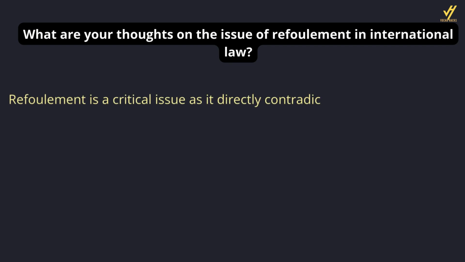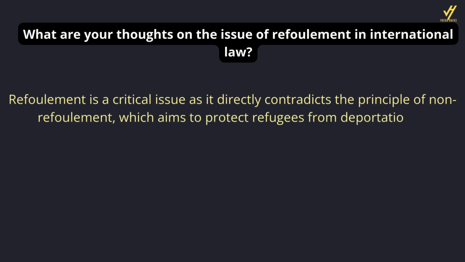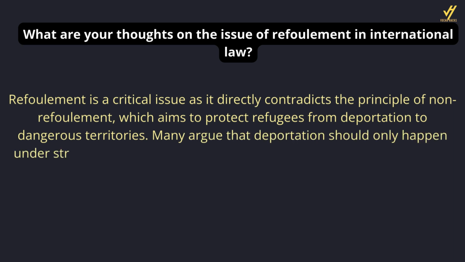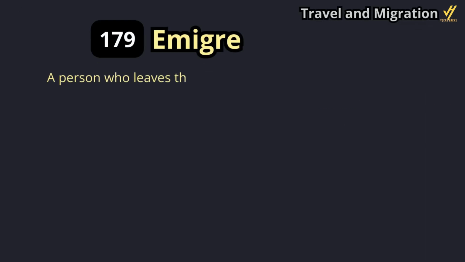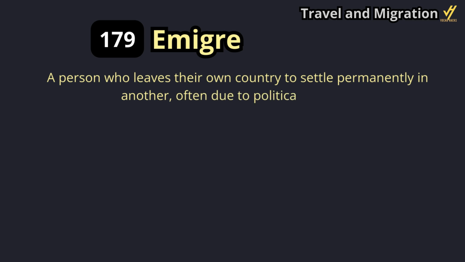Refoulement is a critical issue as it directly contradicts the principle of non-refoulement, which aims to protect refugees from deportation to dangerous territories. Many argue that deportation should only happen under strict conditions, but rejection or banishment may result in human rights violations. Emigre. A person who leaves their own country to settle permanently in another, often due to political reasons.